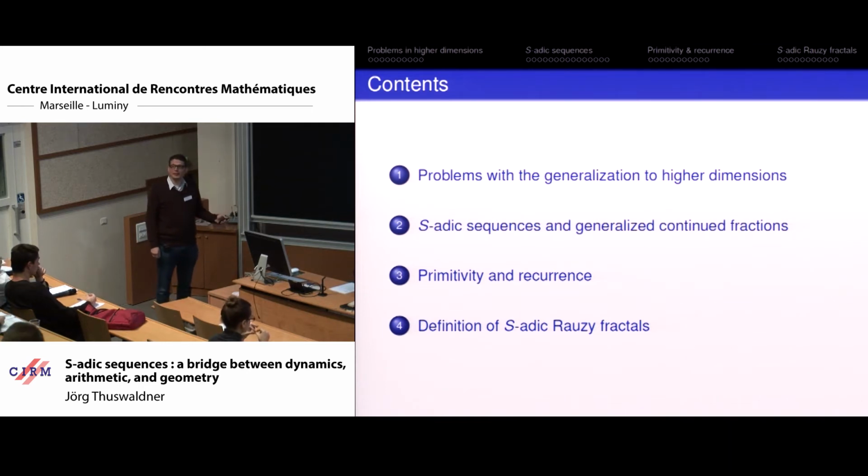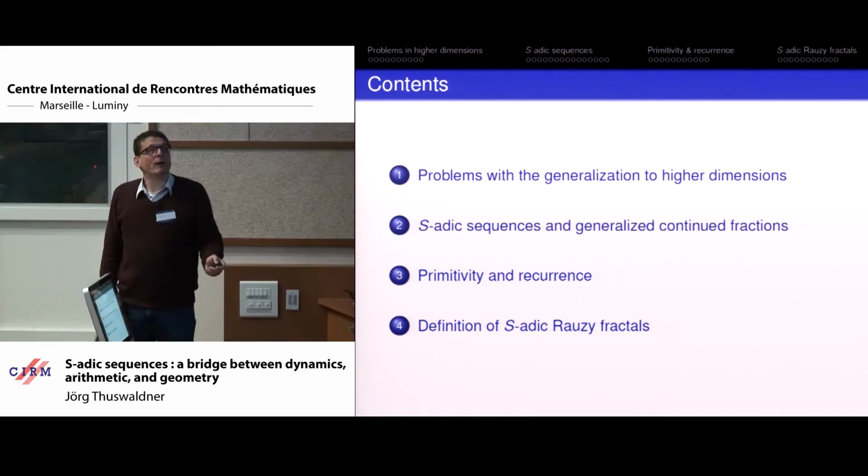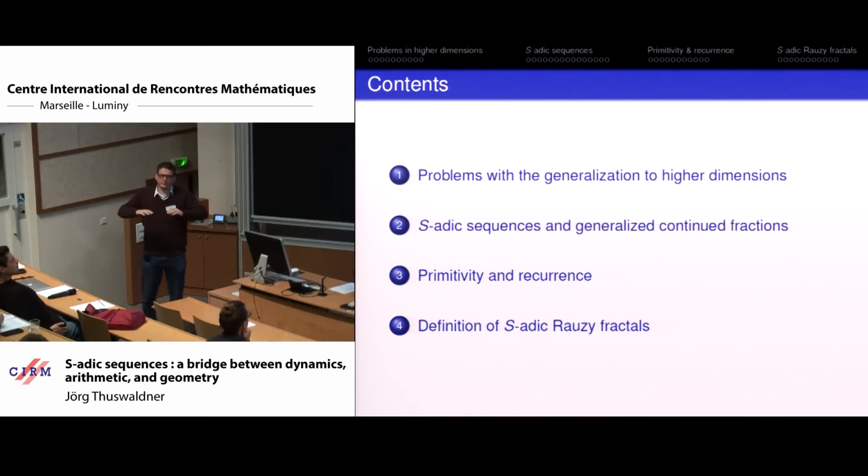And after that, I will start from the very beginning. So you can, if you want, forget everything I said before. I will set up from scratch the general theory of S-adic sequences and generalized continued fractions. And then I will step by step show you some properties of these sequences that can be turned into properties of the underlying dynamical systems. And finally, we will have a set of properties that will turn out to be sufficient to get our rotation.